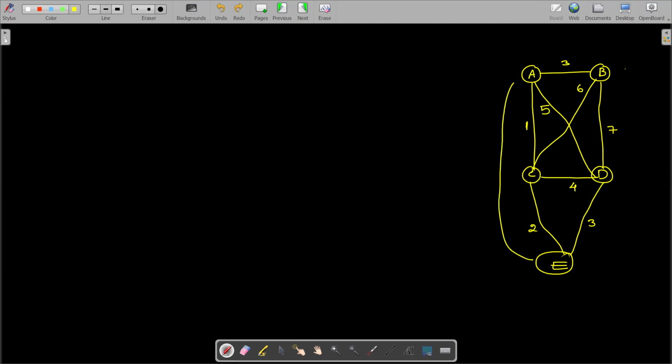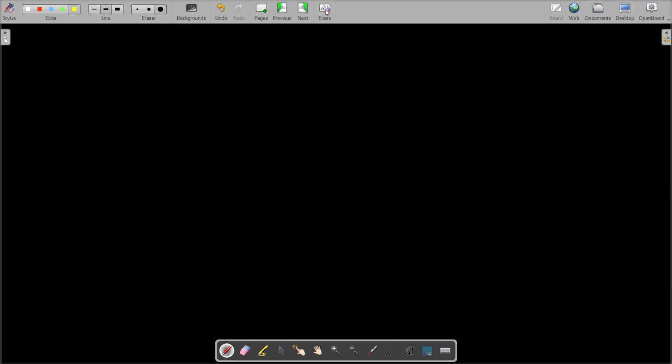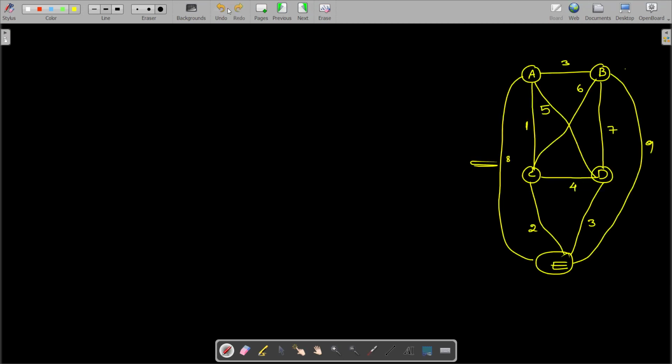From E to A connection is there, so that weight is 8. You take it as 8 here. Again, from E to B, one more connection. So this value is 9. So these are the things we have.